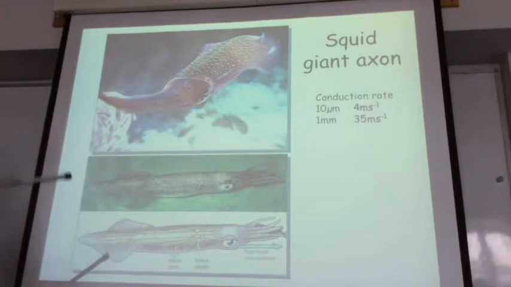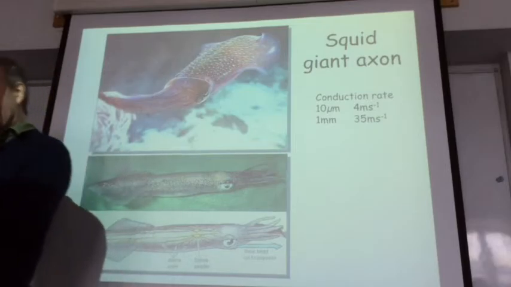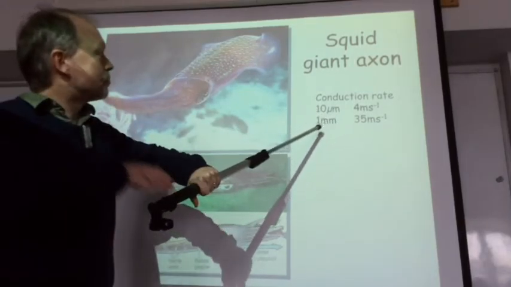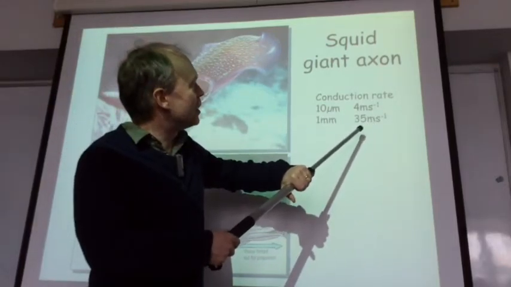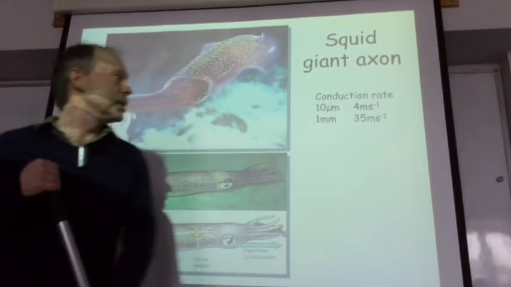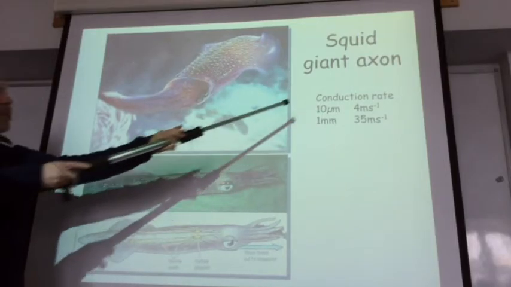And that's got an axon that runs down the center of it, which is about a millimeter thick. So you can see it quite clearly and easily with the naked eye. And that means it can conduct at about 35 meters per second, compared with thinner axons, which are only 10 micrometers and can only conduct at 4 meters per second. So in other words, by making it very, very fat, you make it faster.